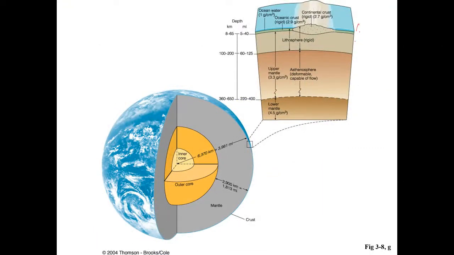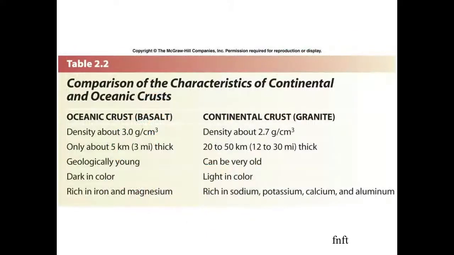Crust is 1, lithosphere is 2, asthenosphere is 3, mantle is 4, core is 5. Now we want to get specific into each individual component. So remember, the lithosphere was the outermost layer that included the crust.